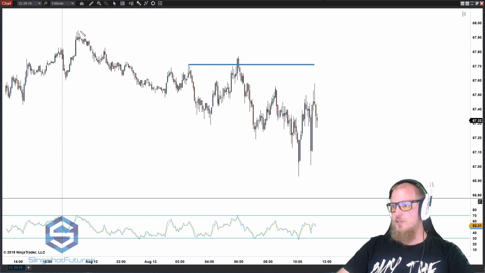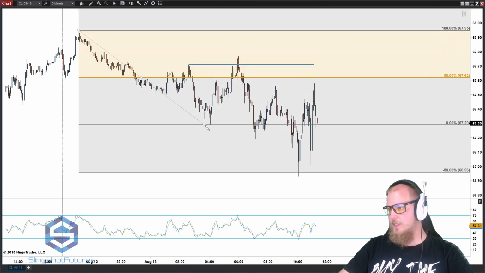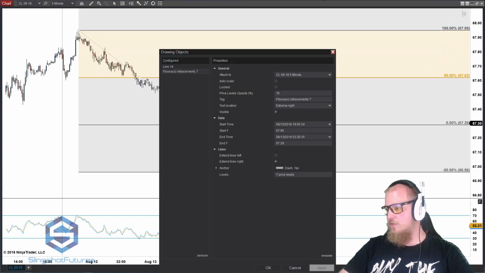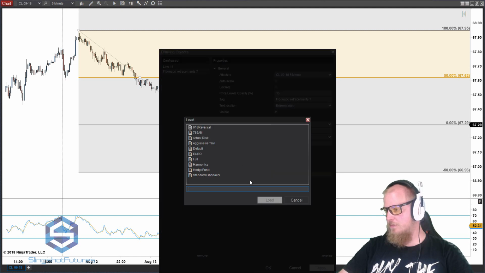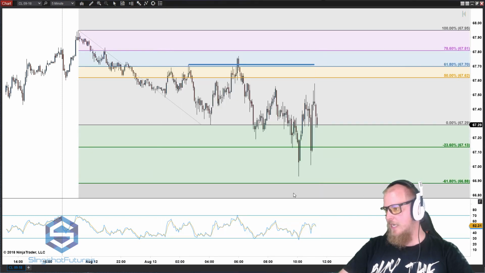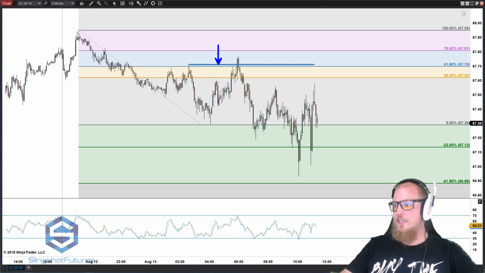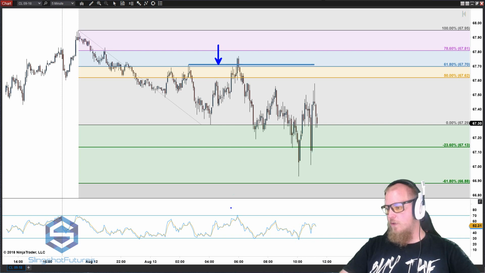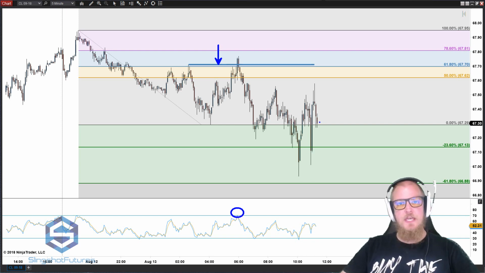Now we look at another side of things. What Fibonacci ratio is this, right? If we look at our standard fibs, and let's load up our standard fib templates here, standard Fibonacci, we are at a 618 reversal point. So we have a 618 reversal point on Fibonacci. We have a swing high trap. We have an overbought condition on the RSI. Looking pretty good, right? Everything is pointing to the market wanting to take a tumble.